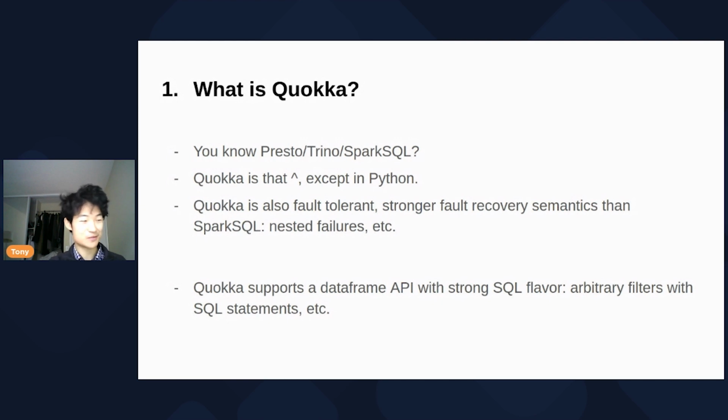It's yet another distributed data frame library, except everything is in Python. This makes it different from Presto, Trino, and SparkSQL, which are all based on the JVM. Quokka is also fault tolerant. This makes it different from Polars, Dask, Presto, or Trino, meaning that it can recover in the middle of a query if you're using spot instances and one of them happens to get unplugged by AWS. Quokka supports a data frame API with a pretty strong SQL flavor right now. You can do arbitrary filters with SQL statements, etc.